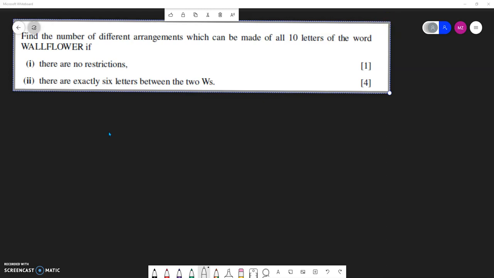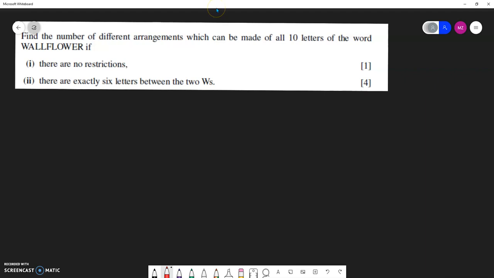So in this question, we are asked to find the number of arrangements which can be made from the 10 letters of the word wallflower if there are no restrictions. And in the second part, it is given that there are exactly 6 letters between the two W's. So this is the restriction in the second part, that there are 6 letters between the two W's.